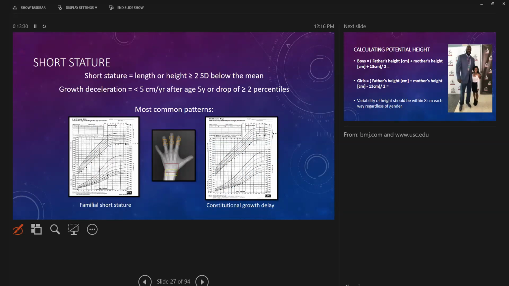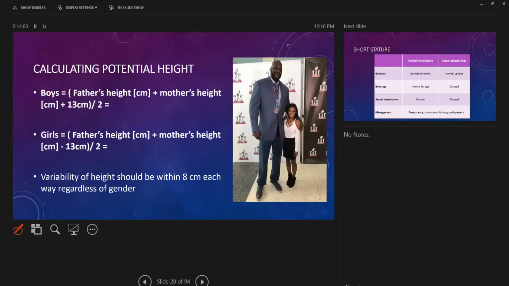We need to know if this is familial short stature, which you can see here. It's this nice kind of constant curve. Also here, or if this is a deviation. Is this a true deviation? This looks like a constitutional growth delay, so maybe something was going on or just genetically this child did go off, but then veered back. That's considered a constitutional growth delay, may have been triggered by an illness or something like that. So bottom line is we just need to investigate when we see abnormalities.